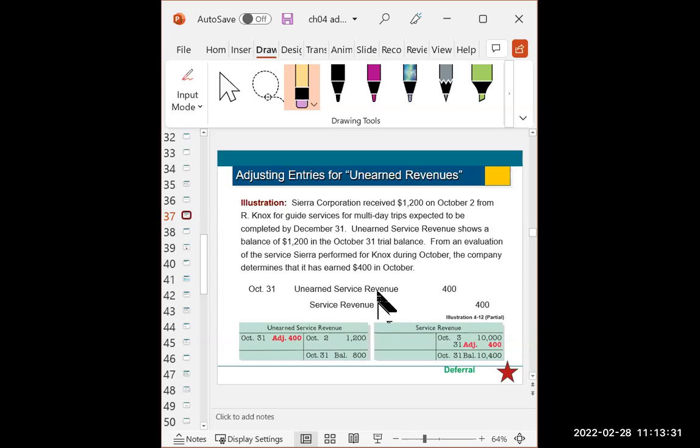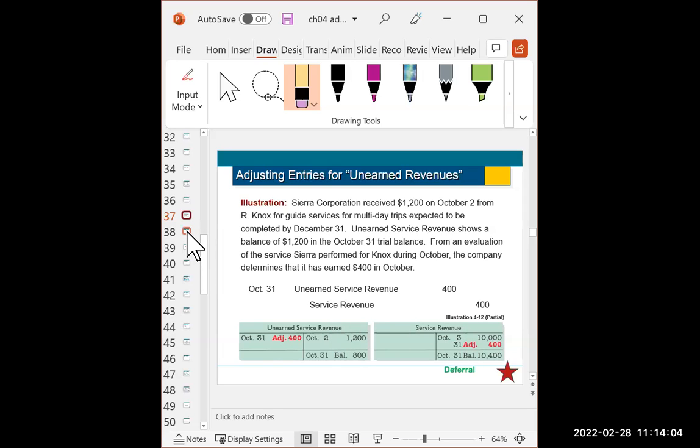And it's a liability because if they never provide the service, they have to give that money back. They're liable to give it back, right? So they're going to debit unearned service revenue, $400, and they're going to credit service revenue, $400. So you will see an entry like this at some point. So the entry for unearned service revenue is to debit unearned service revenue, and this one they told you it was $400. And we're going to credit service revenue $400.